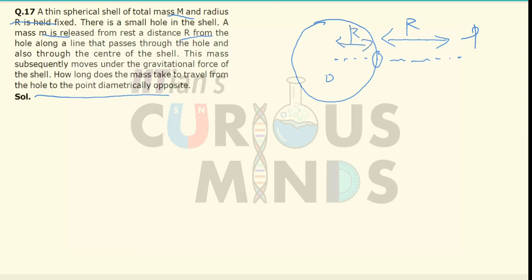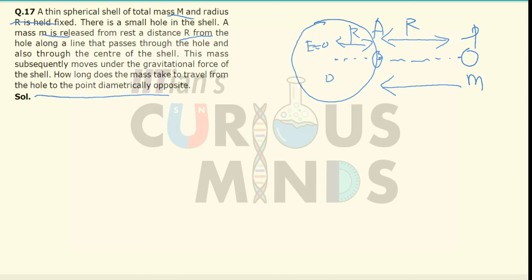Basically, inside the shell the gravitational field is equal to 0. So if the gravitational field over here is equal to 0, there will be no acceleration due to gravity inside the shell. So the body of mass m will be accelerated only as it moves from point P to, let this point be A, the point on the surface. So the body will move under acceleration only from point P to A.